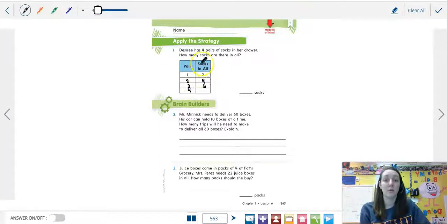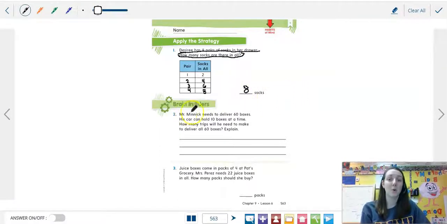4 pairs have 8 pairs of socks, or 8 socks. 4 pairs have 8 socks in all. So what is our answer? Because we knew that she had 4 pairs of socks in the drawer, and we're trying to figure out how many socks there are in all. So there are 8 socks in all in 4 pairs.